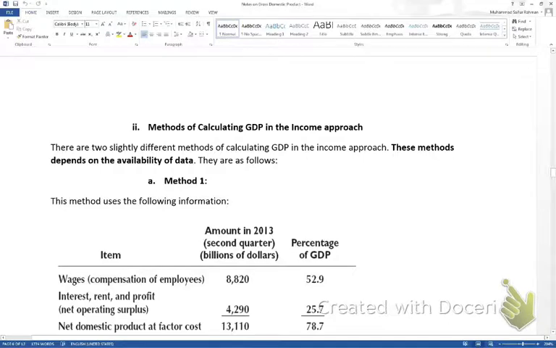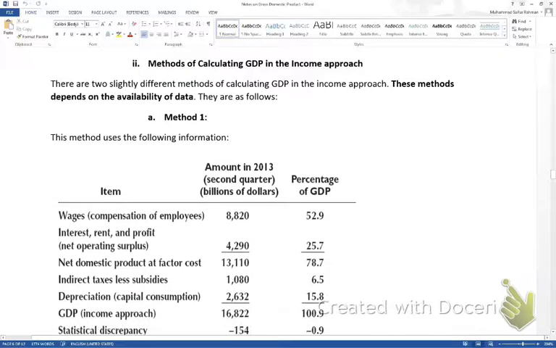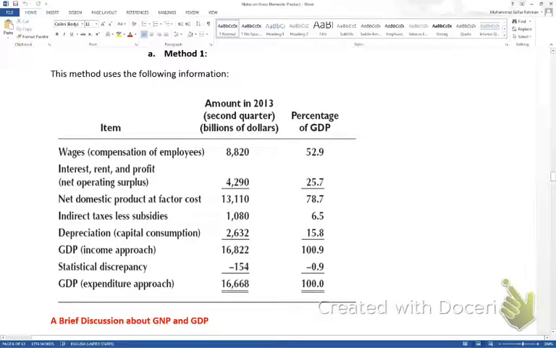Okay, with that information in mind, let us now look at the two approaches of calculating GDP. The first approach is basically quite simple. So you take a look at all the wages, the compensation of employees. You can identify the interest, rents, and profits. You add them together. If you add these two components together, you get your net domestic product.